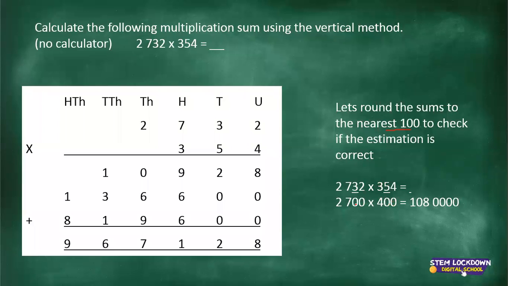1, 2, 3, 4. So all we do now is we multiply the 4 with the 7 and it gives us 28. So we put our 8 and we carry a 2. Then we multiply the 4 with the 2 here. 4 times 2 is 8. 8 plus this 2 gives us 10. And we get our answer here.